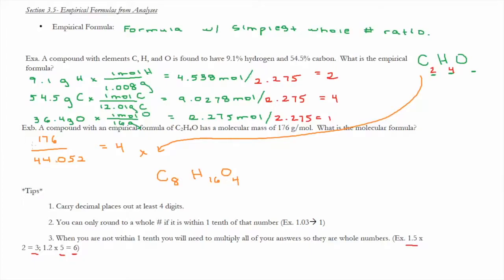So you take the molecular mass, divide it by the empirical mass, get a whole number, and then multiply your empirical formula by that value to get your molecular formula. And that's it. What you just saw was a fairly simplified version of finding empirical formula. All the information is given to you. You get into moles, divide by your smallest number of moles, and then you can determine your empirical formula.